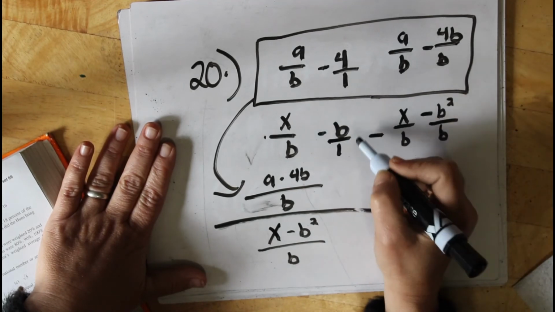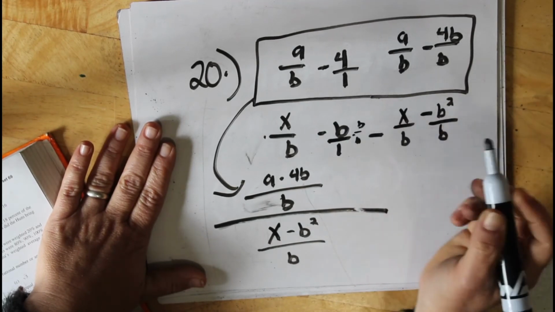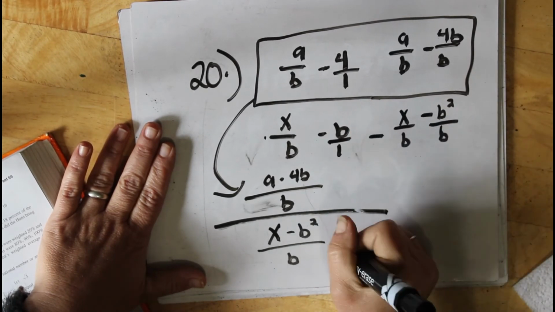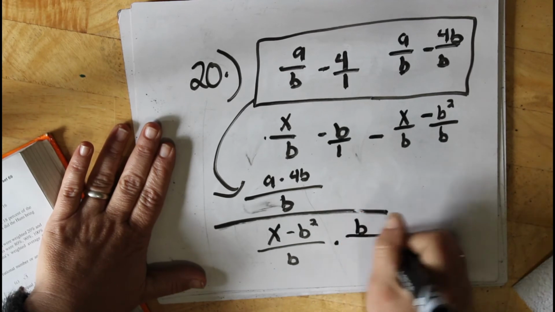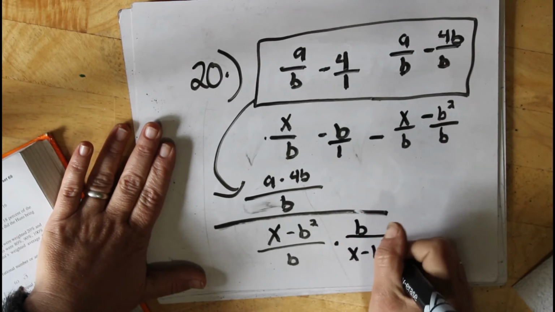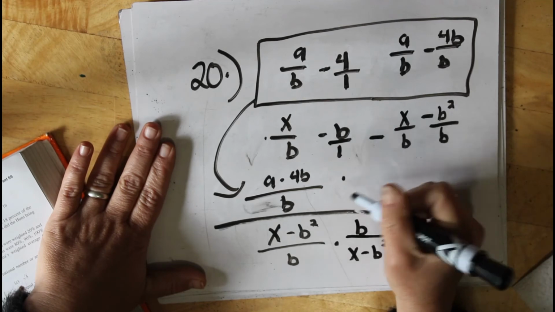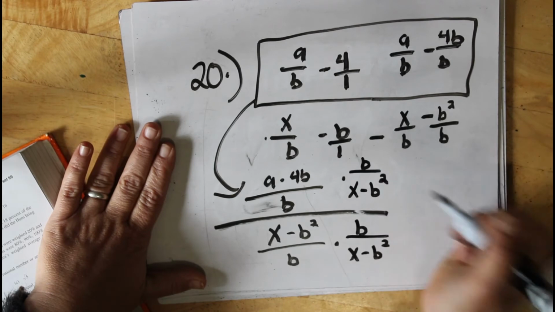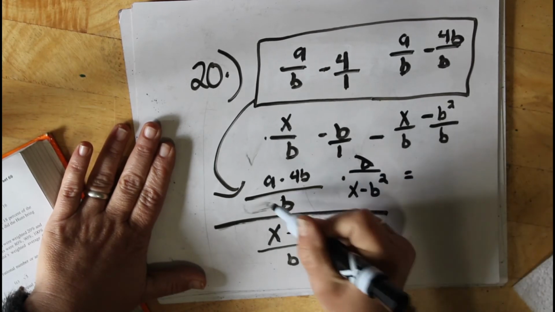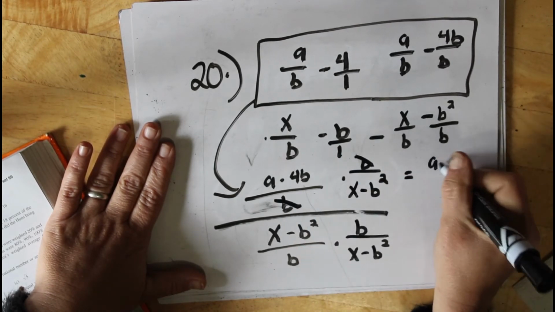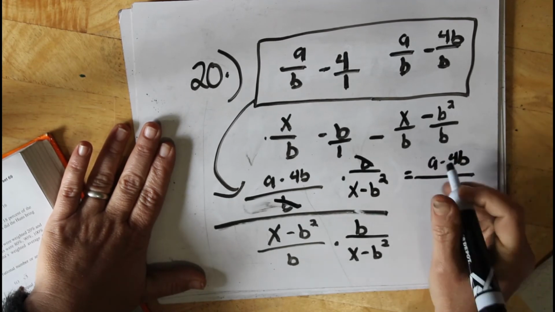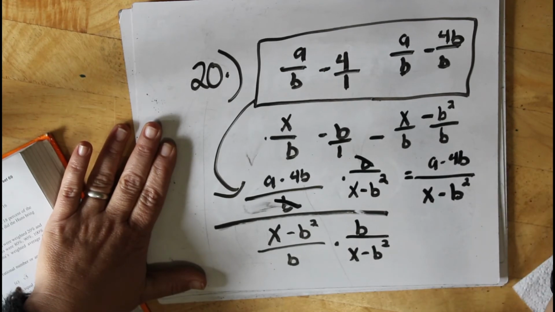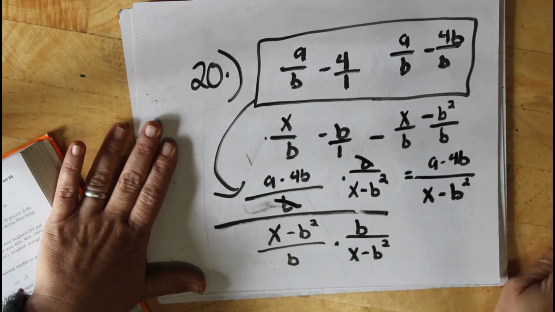All right, because we did this times b over b. Okay, so now we're going to flip this and multiply it on both the top and the bottom. All right, these b's are going to cancel, and we're going to get a minus 4b over x minus b squared. All right.